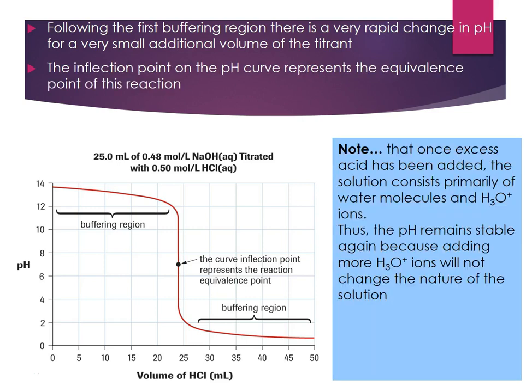Once these hydroxide ions are mostly consumed, then small additions of acid will begin to have a greater effect on the pH of the solution. This is when the pH will change more quickly. The inflection point, or the point where the graph changes direction, is the equivalence point of the reaction. After the equivalence point, the titration curve enters a new buffering region where the solution is already acidic, so small additions of acid don't affect the pH very much.